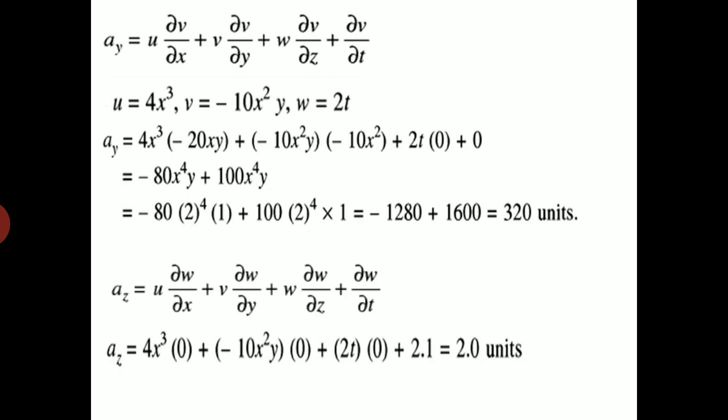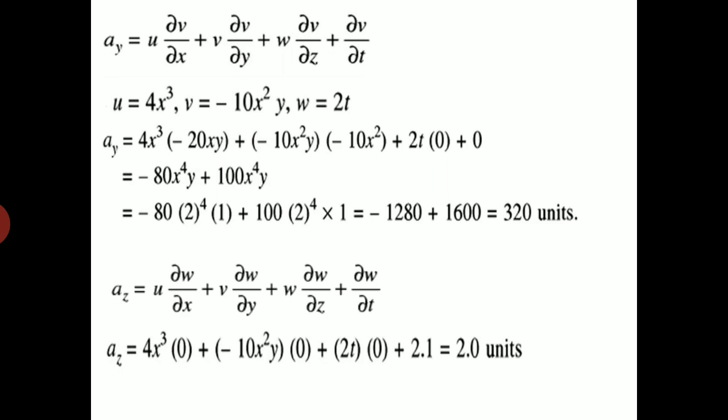I'll be calculating the value of az by the formula u into ∂w/∂x plus v into ∂w/∂y plus w into ∂w/∂z plus ∂w/∂t. So if I'm substituting all these values, then I'll be getting the value as az is equal to 2.